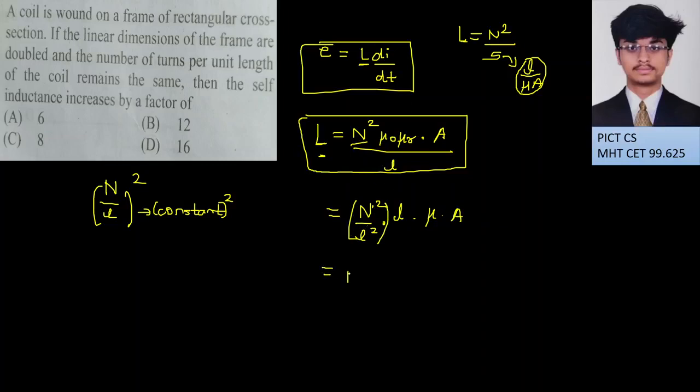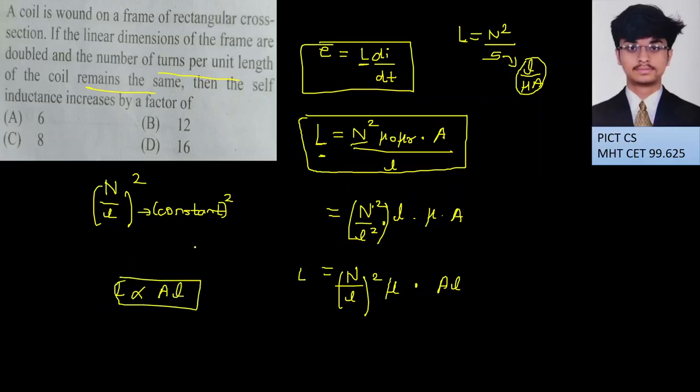But why I did this? Because n upon l whole square, n upon l is given as constant, right? See, number of turns per unit length of the coil remains same. That's why I write it. So n upon l whole square is constant. We all know mu is constant. So what's remaining? A and l. So we can comment that L, that is self-inductance, is directly proportional to area into length.